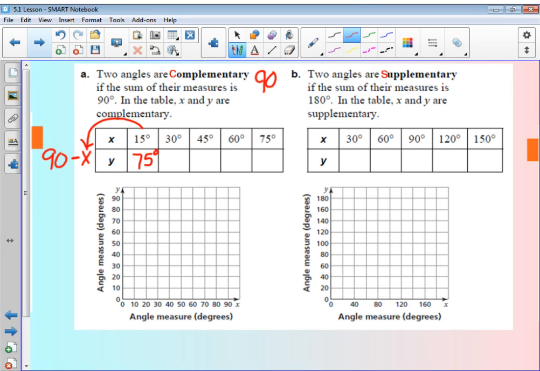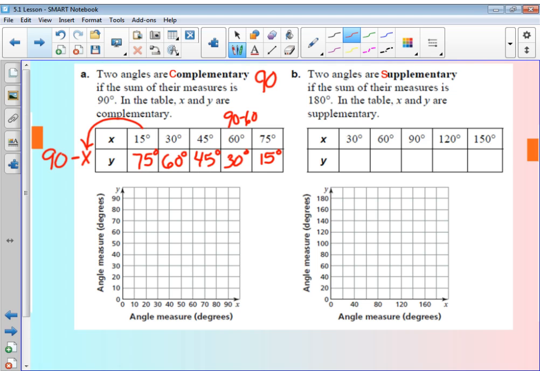So we're going to work through this one together, and then I'm going to have you do letter B on your own. Okay, so then for the next one, I have a 30-degree angle. So now this time I'm going to do 90 minus 30, which would give me 60 degrees. Okay, the next one, I will do 90 minus 45, which is going to give me 45 degrees. 90 minus 60 is going to give me 30 degrees. And then 90 minus 75 is going to give me 15 degrees.